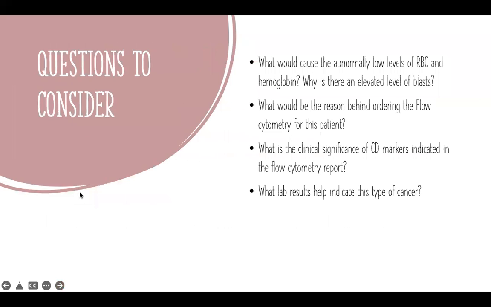So some of the questions that I considered after reading about the patient's information and medical history were: what would cause the abnormally low levels of RBC and hemoglobin? And why was there an elevated level of blasts? Also, what would be the reason behind ordering the flow cytometry for this patient? And what is the clinical significance of the CD markers indicated in the flow report? And what lab results ultimately helped determine this type of cancer?